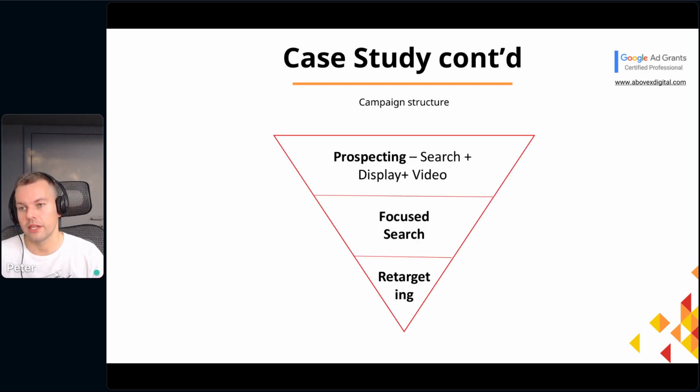Now, after we created the campaign structure, we thought, okay, we will use the grant account mostly for those awareness campaigns. That's what we call prospecting, right? So turning people from not knowing the organization into knowing the organization.